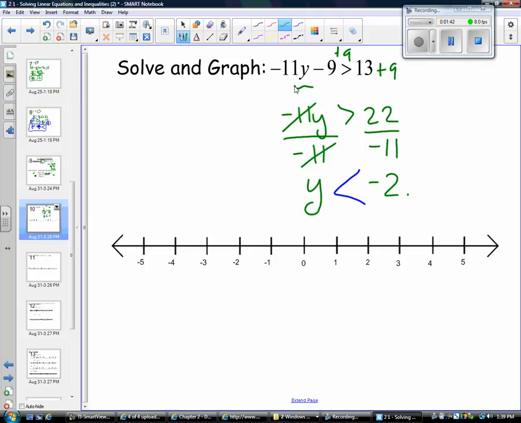If we're going to put this on a number line, because it's less than, we have an open circle. We would close that circle and shade it in if it had an equal to sign, and we're saying that y are values that are smaller than -2. So our arrow is going to go to the left.